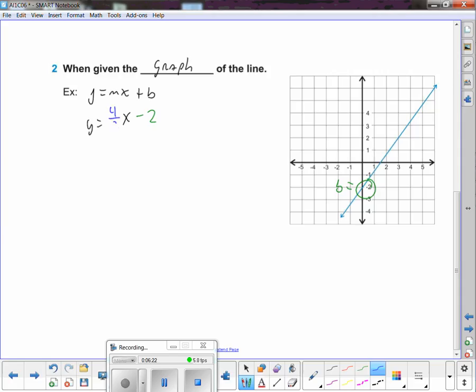How many agree with Kaylin? 4/3 for the slope. You could be all the correct ones. Here's what Kaylin did. She found another clear point, which was that one. She said, how do I get from -2 to there?